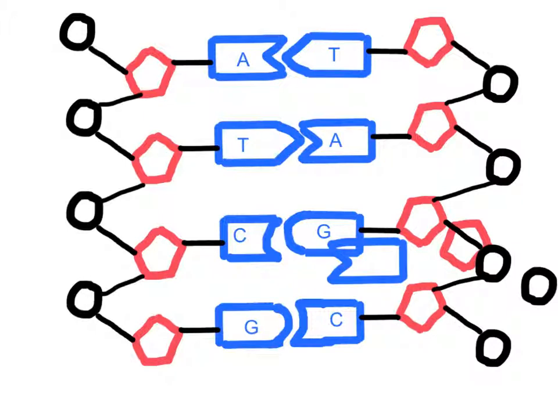bases go together. So you can see that adenine and thymine fit very nicely together. Just like down here, we have cytosine and guanine fitting nicely together as well. So this is what we call the base pairing rule, in that adenine always pairs with thymine and cytosine always pairs with guanine.